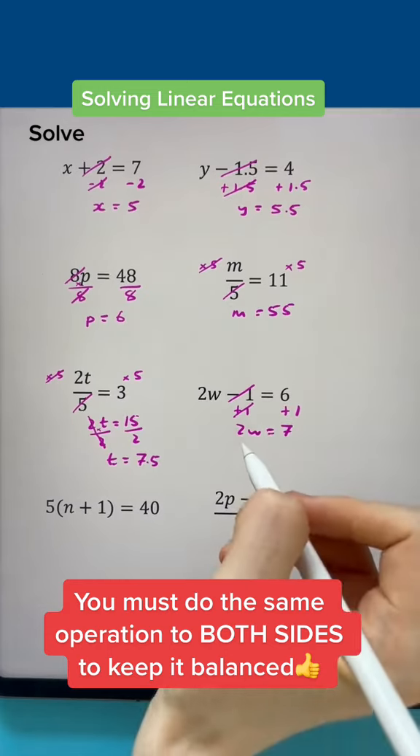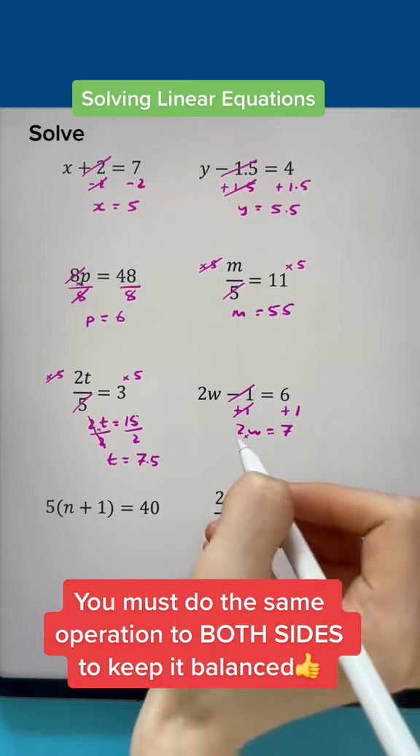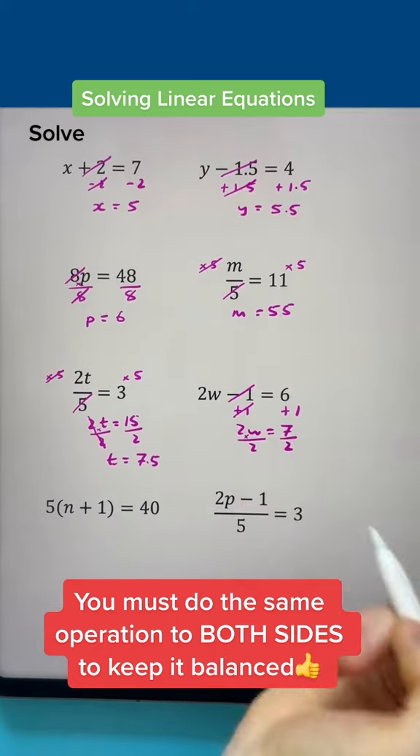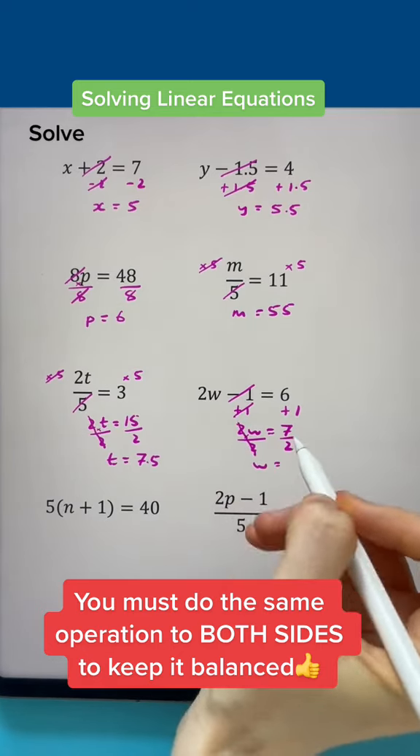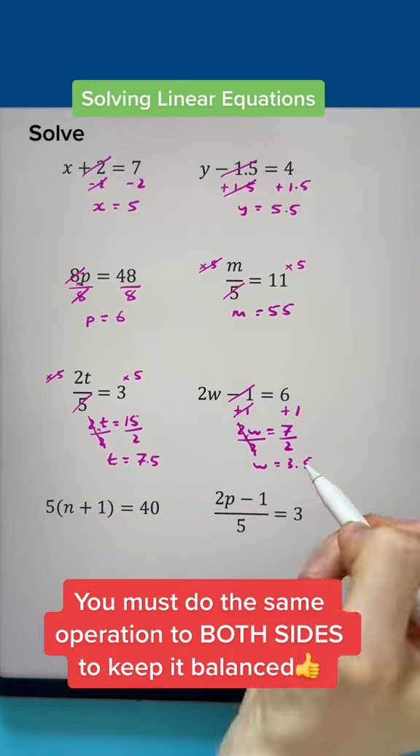We know 2w in algebra means 2 multiplied by w. The opposite of times by 2 is to divide both sides of our equation by 2. 2 over 2 will cancel to give us just w, and 7 divided by 2 gives us 3.5.